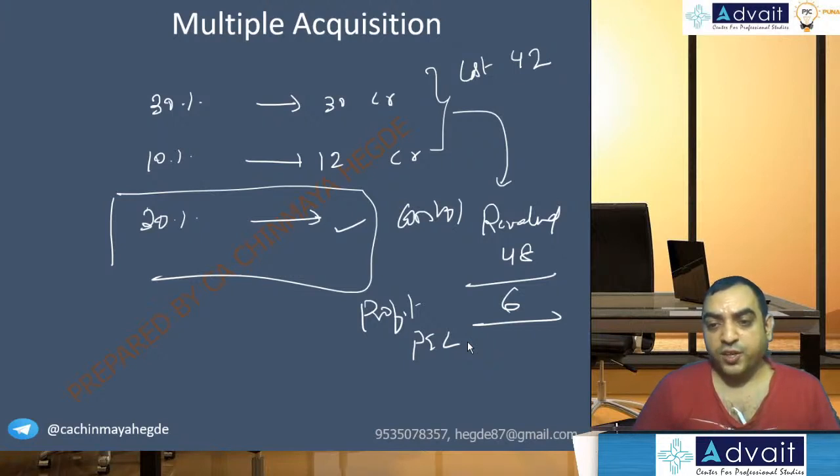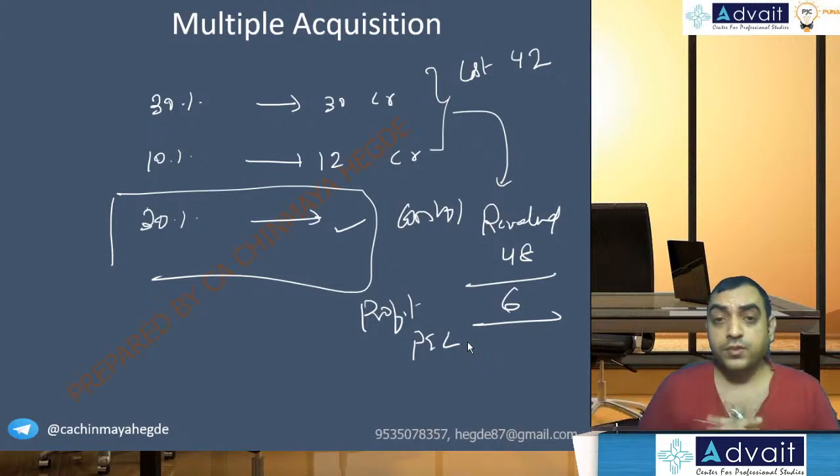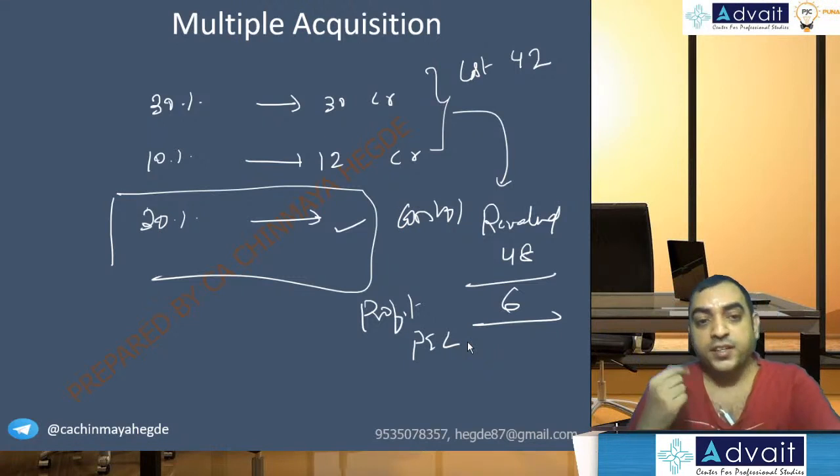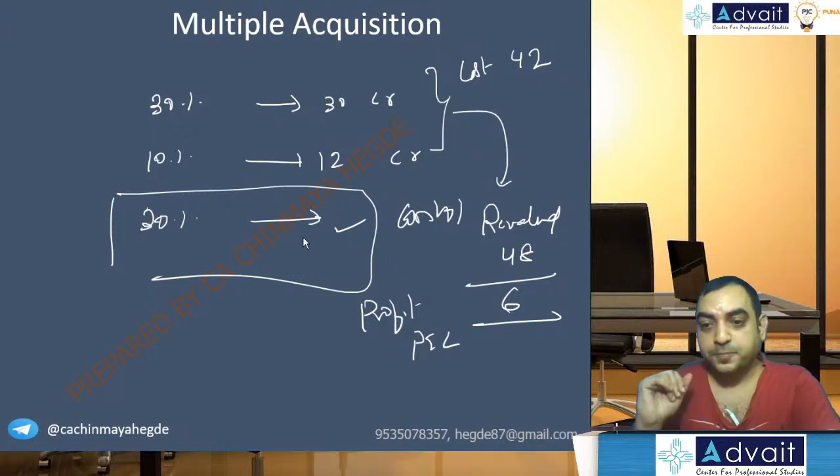Even if it is invested value at FVTOCI, it will go to OCI, not other equity. Either it will go to P&L if it's FVTPL, or if it is FVTOCI, it will not go directly to other equity, it will go to OCI. That is true. OCI is understood, correct. Okay, so hope you got this point now. This is the case of multiple acquisition.